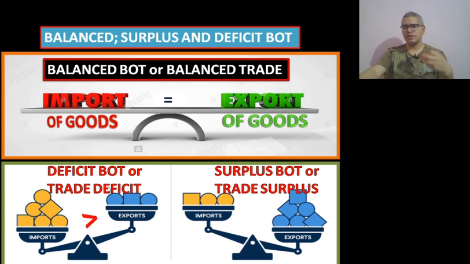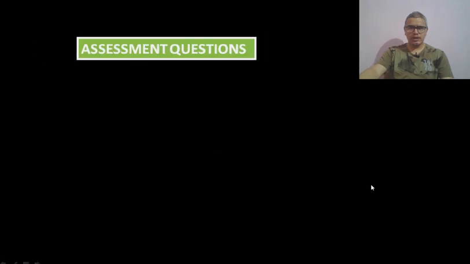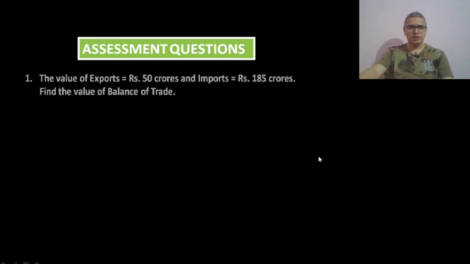And the opposite of it will be known as surplus balance of trade or trade surplus. And trade surplus takes place whenever the monetary value of exports of goods exceeds the monetary value of the imports of goods. Okay, based on this we will try solving some assessment questions.